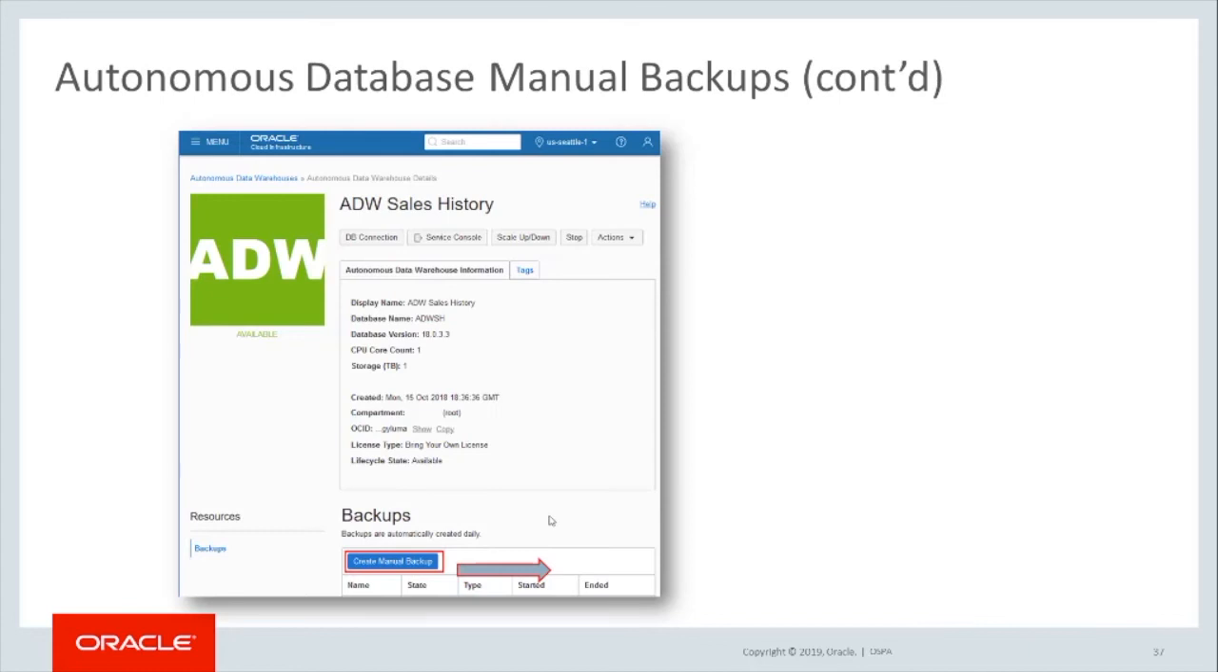To create a manual backup from the Database Console page, select Create Manual Backup. When you click Create Manual Backup the first time, you will have to provide the name of the Object Store bucket you created on the previous slide. Then proceed with the backup. Again, manual backups are not required or necessary since Autonomous Database automatically performs daily incremental backups of the database.